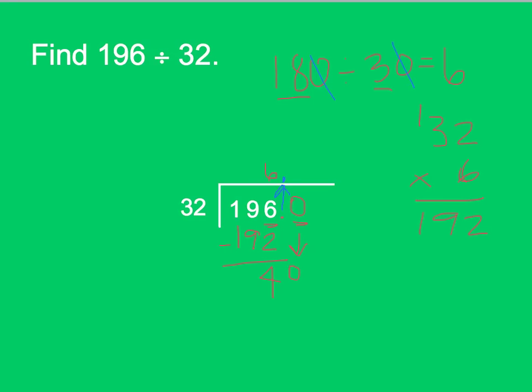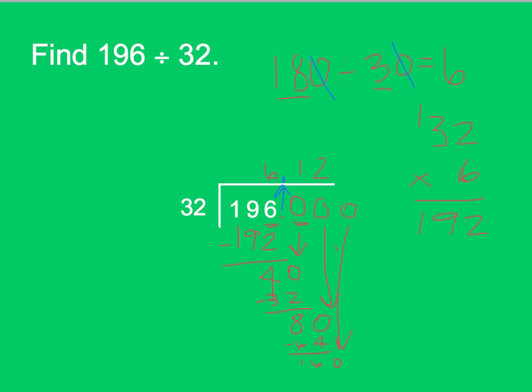We're going to bring this 0 down. 32 can go into 40 one time. When you subtract these, you're going to get 8. I still have a remainder, so I'm going to add another 0, and I'm going to bring that 0 down. So I'm going to get 80. 32 can go into 80 two times. We're going to get 64. Man, I'm going to run out of room again. When we subtract these two, we get 16, and then we're going to add another 0, just like we have been.